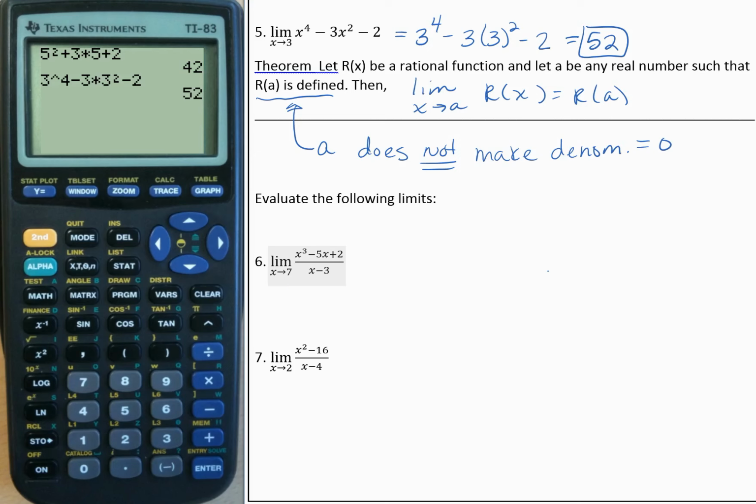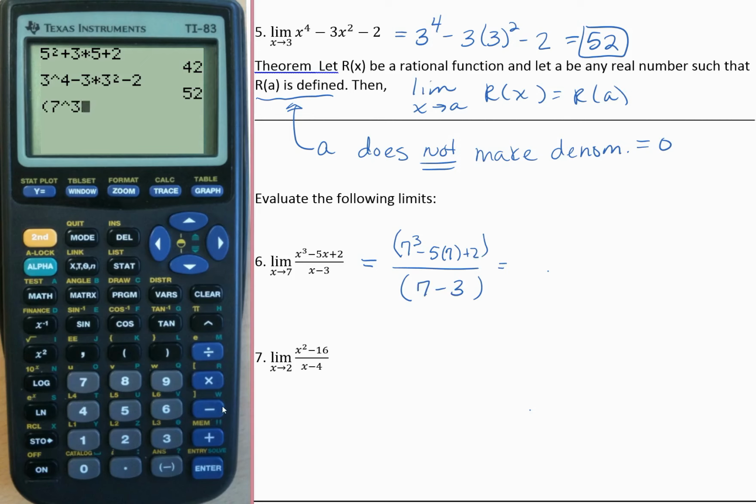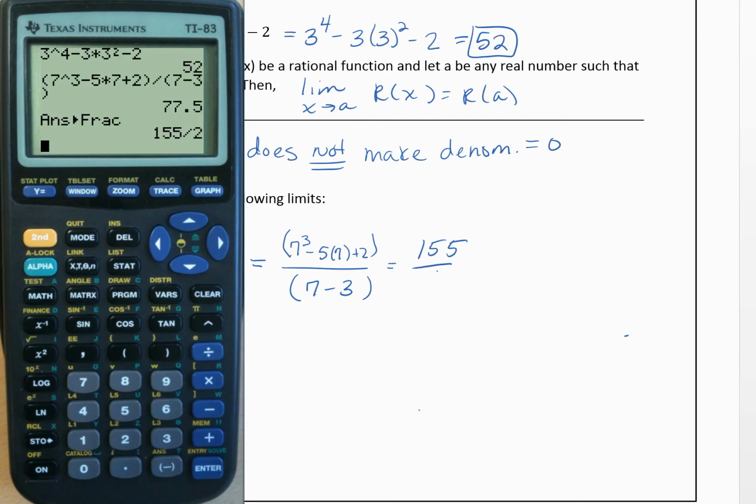We've got the limit as x goes to 7 of x cubed minus 5x plus 2 over x minus 3. We'll put this in the calculator, so we want the numerator and the denominator in parentheses. So we have 7 cubed minus 5 times 7 plus 2, over 7 minus 3. Parentheses, 7 cubed minus 5 times 7 plus 2, close the parentheses, divided by 7 minus 3. Here we get 77.5. In calculus, we generally like to put things back in fraction form, so we can hit math and turn it into a fraction. We see in fraction form we get 155 over 2 as our limit.